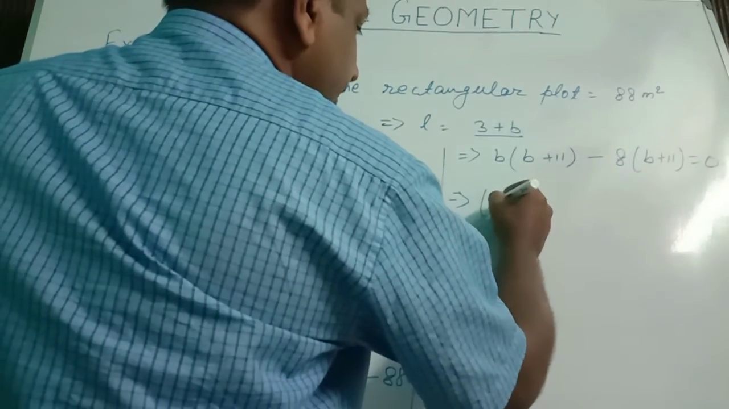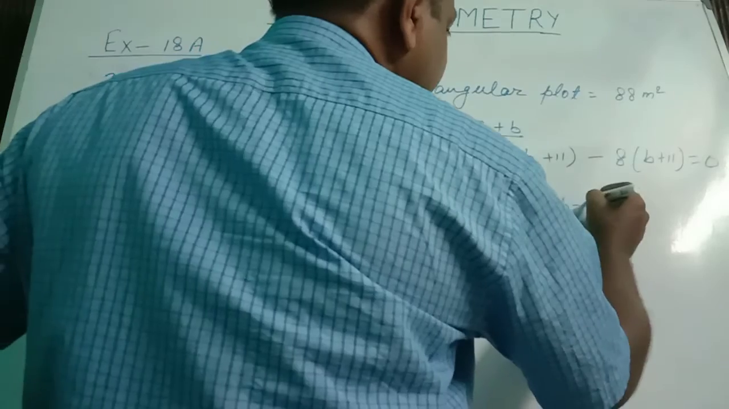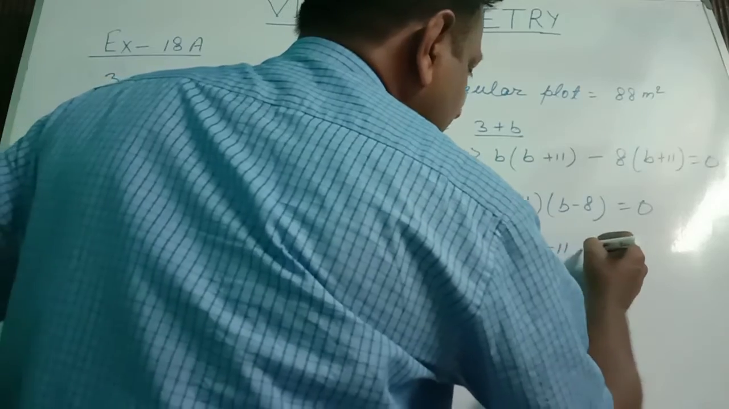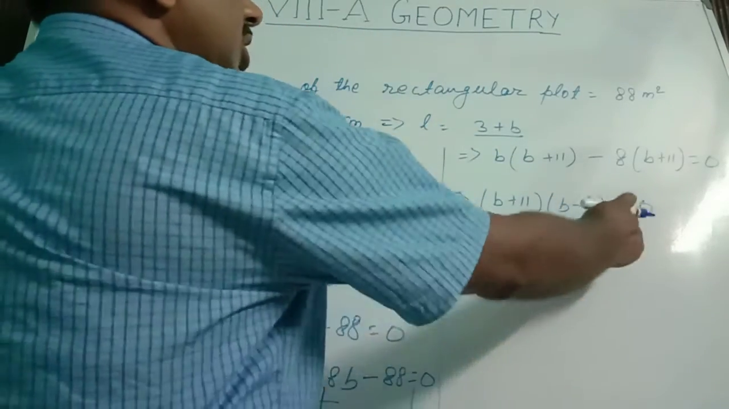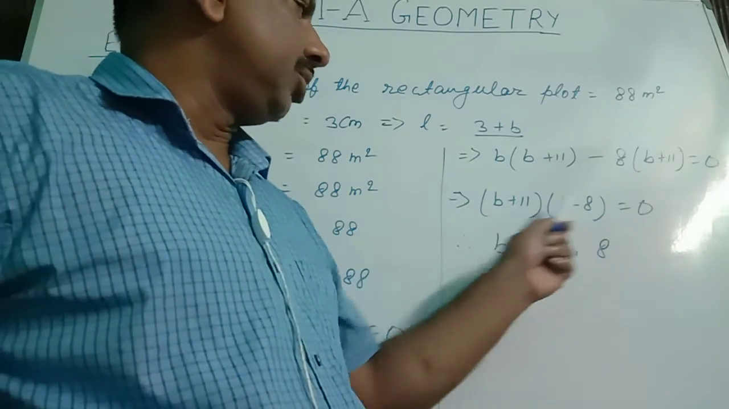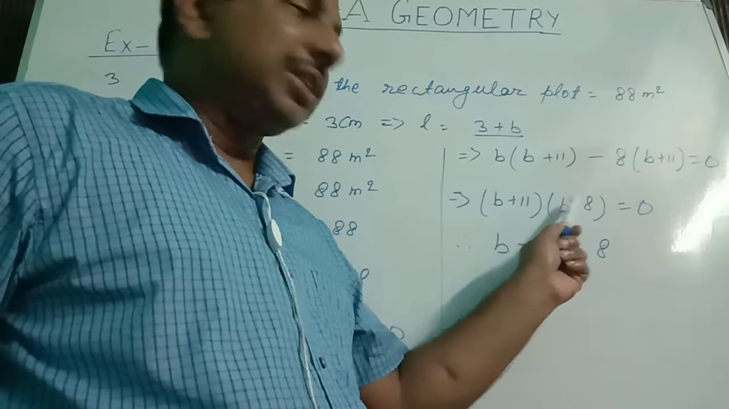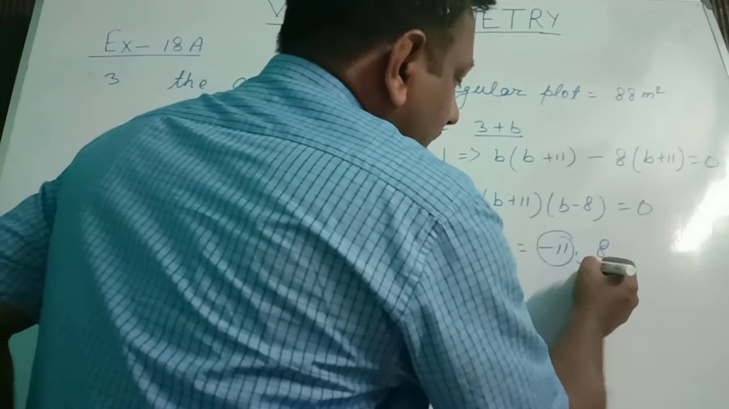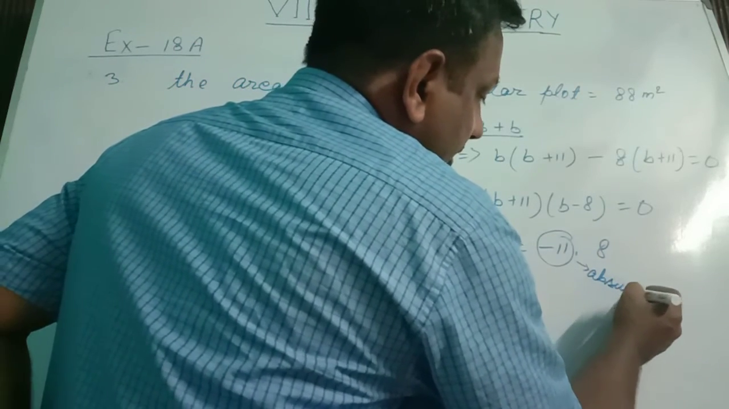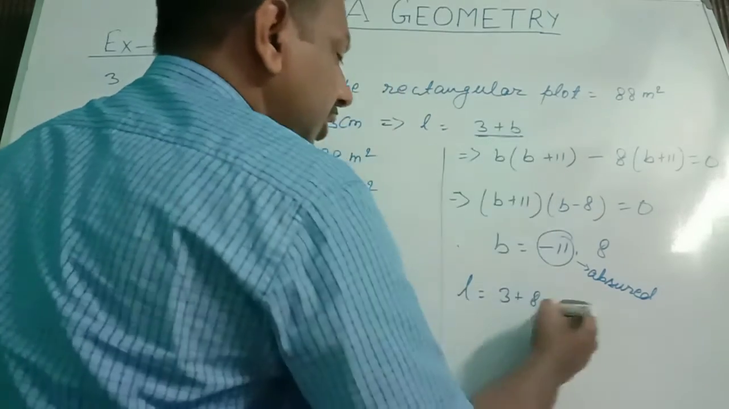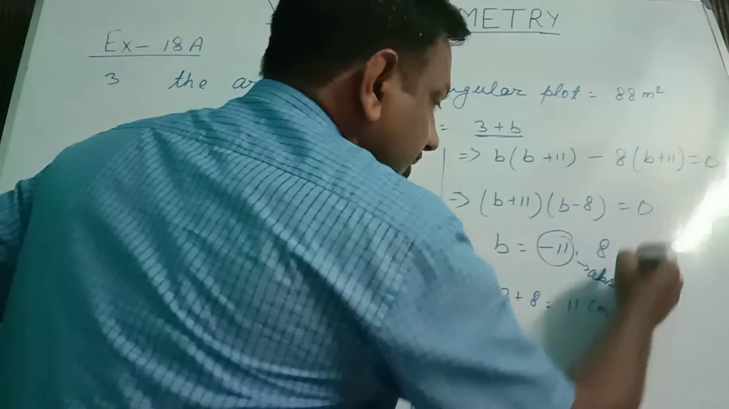So what are we getting? B plus 11, b minus 8. These two are the factors of the equation. Therefore b equals minus 11 or 8. When b plus 11 equals 0, then b equals minus 11. And when b minus 8 equals 0, then b equals 8. So this negative value is the absurd value. So b equals 8, breadth equals 8. So length equals 3 plus 8, equals 11 centimeter.